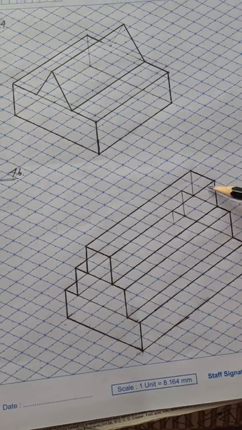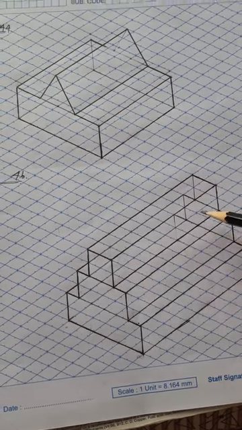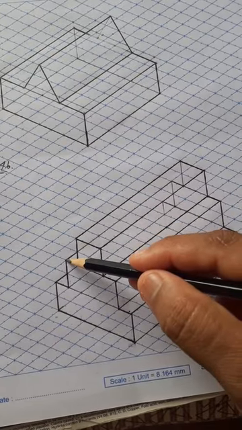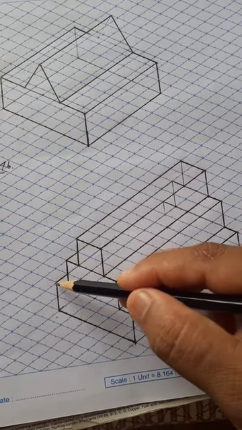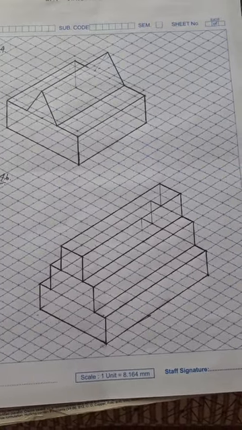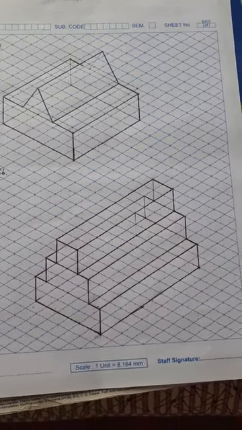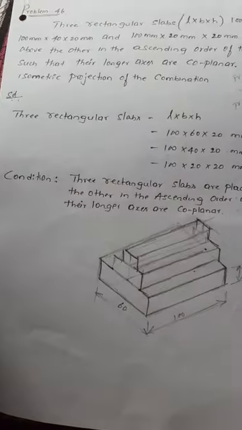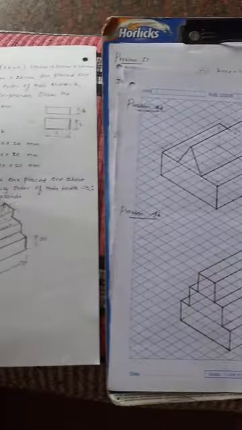The top face is completely visible. Only this face is completely visible, the other side is not visible. That's why you extend the line up to where it intersects. Now this is the isometric projection of three rectangular slabs placed one over the other in ascending order. That is problem number 46.